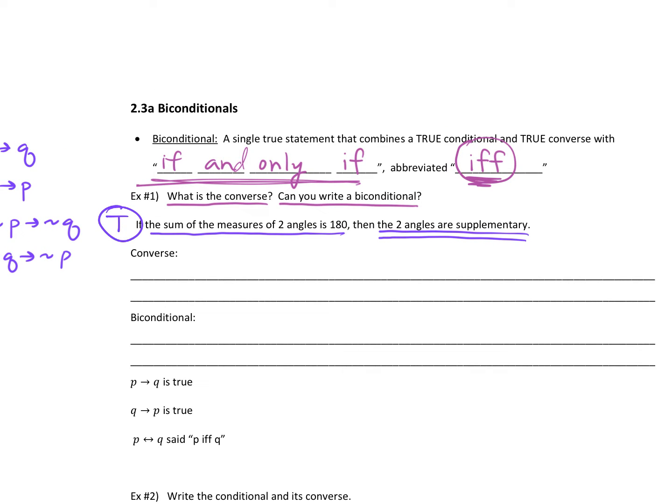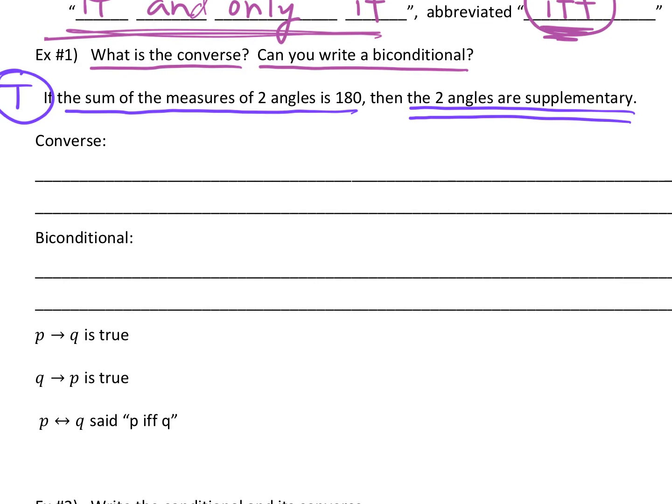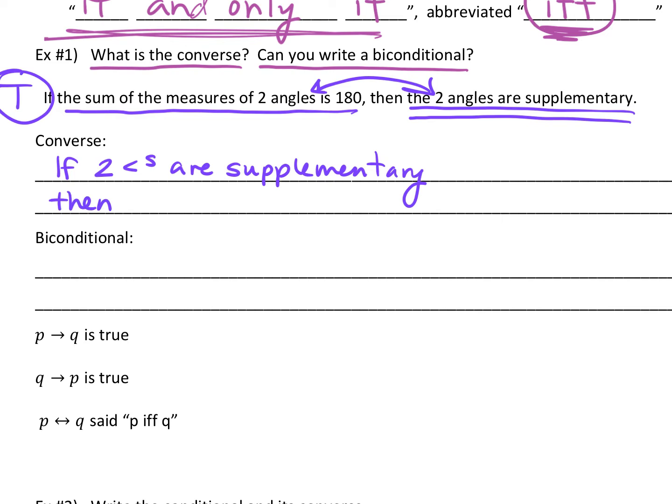Then they say, okay, now write the converse. Can anyone tell me what the converse of that statement would be? If 2 angles are supplementary. Good. The opposite. If 2 angles are supplementary, good job. Right? So we're just switching these. If 2 angles are supplementary, then their sum is 180.